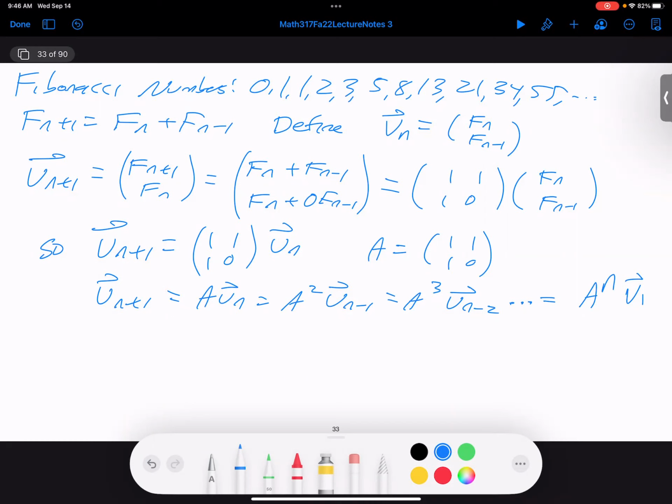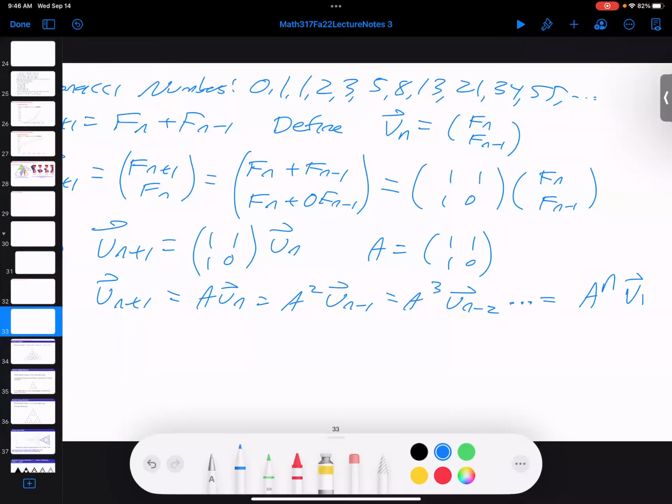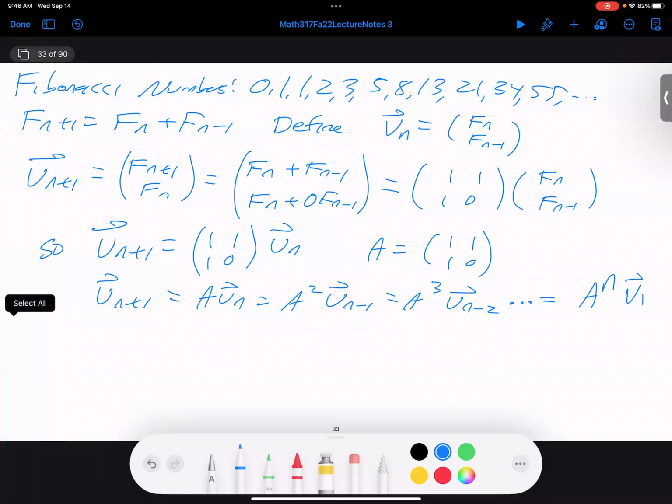So if I want to calculate the n plus first Fibonacci number, or the nth Fibonacci number, I just have to calculate the nth power of A. So what I need to do is find the eigenvalues and eigenvectors of A.